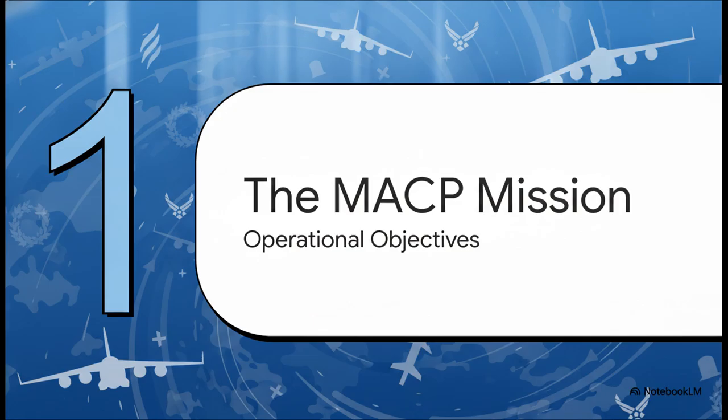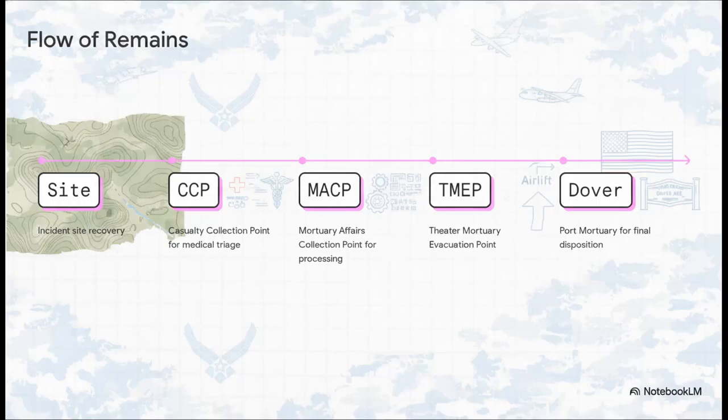Let's look at the big picture and understand exactly where we fit into the overall mortuary affairs flow. Think of this timeline as a topographical map of our operation. An incident occurs and remains are recovered. They move to a casualty collection point, or CCP, where medical triage and the actual declaration of death happen. From there, they flow right into our area of operations, the MACP. We process them, evacuate them to a theater mortuary evacuation point, and from there, they get airlifted back to the port mortuary at Dover Air Force Base for final identification and disposition.